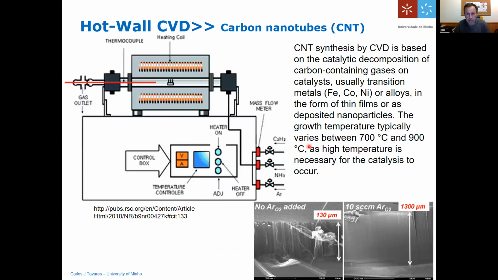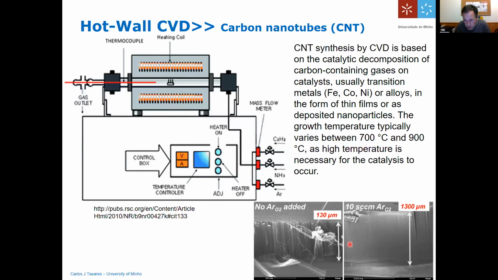Okay. Now, this is a case of a hot wall CVD chamber. And I saw one of these processes in Fayoum in Egypt when I visited the university, and they had this type of reactor which used some transition metals or alloys based on iron, cobalt, and nickel to actually create carbon nanotubes. Okay, and so how does this work?